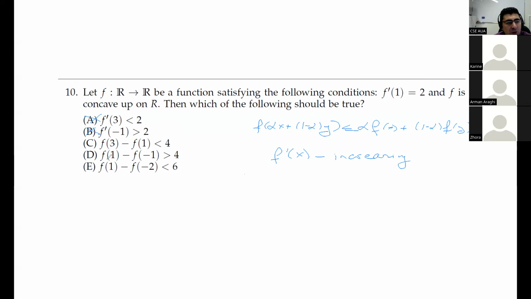F3 minus f1, f1 minus f minus 1. So do you have any clue about C, D, E, about which topic it could be? Mean value theorem. What does the mean value theorem say? Like f3 minus f at 1 divided by 3 minus 1 is the derivative of our function at some point c, where c is from 1 to 3.